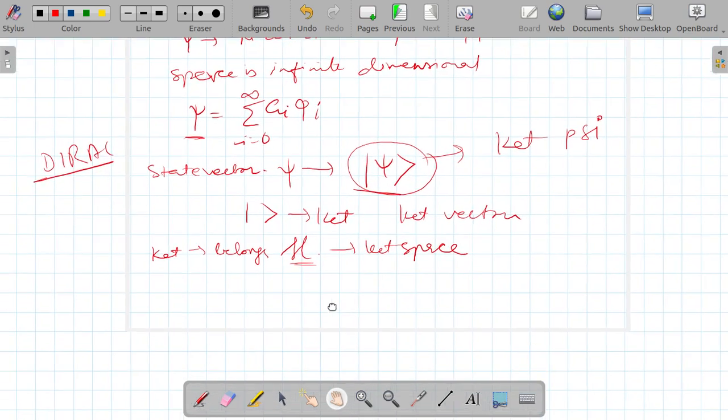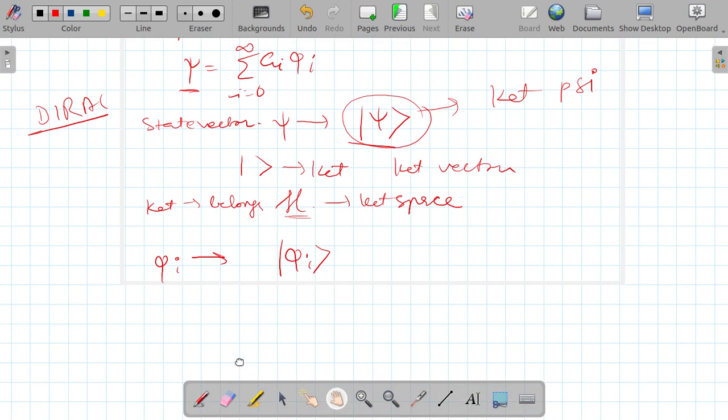In a similar manner, this phi_i is also a basis vector, and it is also a vector, so that means this vector can also be represented in this form. So that means this wave function psi can be written as the sum, i varies from 0 to infinity, of a_i times the ket phi_i.